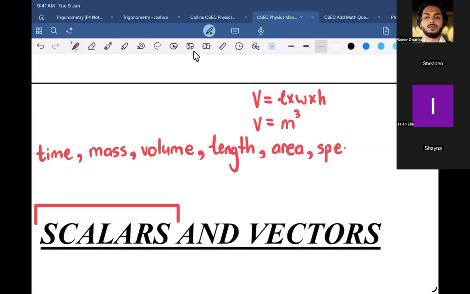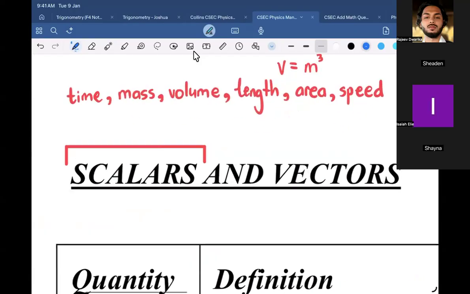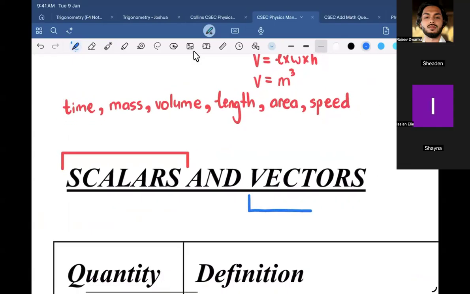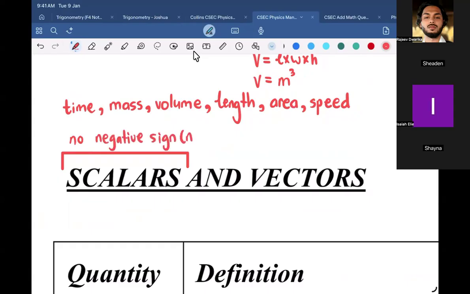Do you think velocity is a scalar or a vector? I want to say vector, but I'm not sure. Velocity is the same thing as speed, it's just a vector. Right. Let me look at vectors now. The easiest way to remember a scalar is that it just has size. Think of something that has no negative sign. If it has no negative sign, then it has no direction.